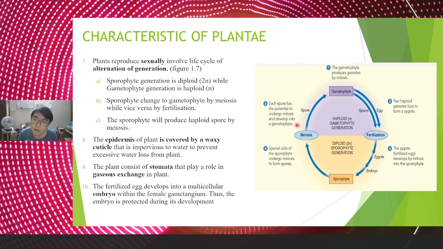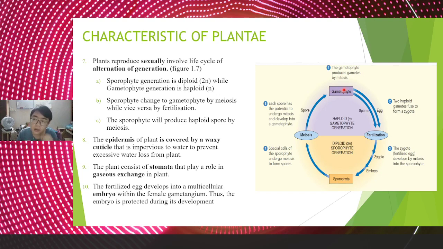So the spore for flowering plants, for male is microspore, for female is megaspore. Okay, this male spore will undergo mitosis and then will develop into a gametophyte. For male it is the pollen grain, and the pollen grain is not a gamete yet. And then the female megaspore will produce the embryo sac. That is the gametophyte for the female flowering plant.